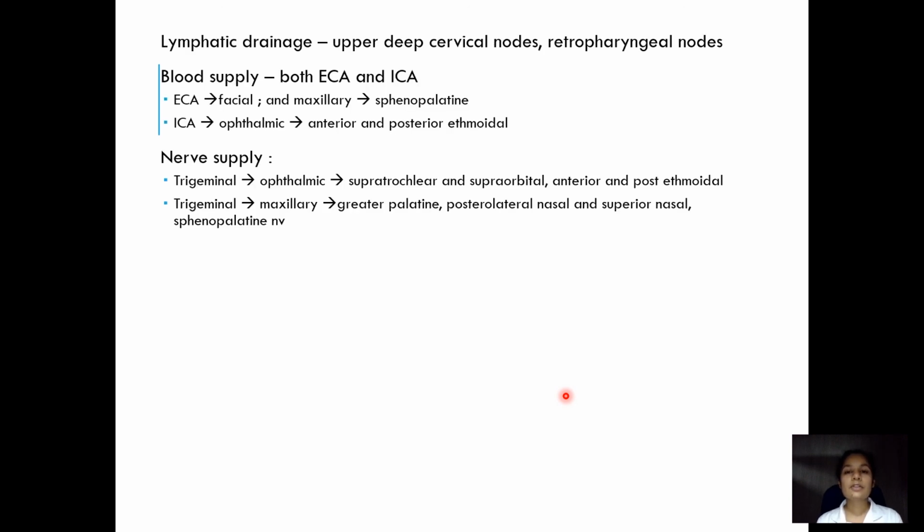The lymphatic drainage of the paranasal sinuses is in the upper deep cervical nodes, retropharyngeal nodes and the upper jugular nodes. Blood supply is by both external as well as internal carotid artery. Branches of external carotid artery supplying are facial and maxillary, and the most important is the sphenopalatine branch of the maxillary. Branches of internal carotid artery are ophthalmic, which provides anterior and posterior ethmoidal arteries, which enter from the roof of the nose and supply nose and paranasal sinuses.